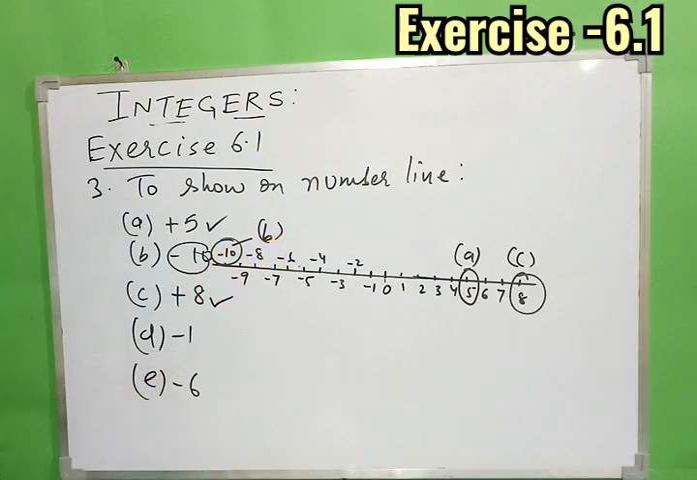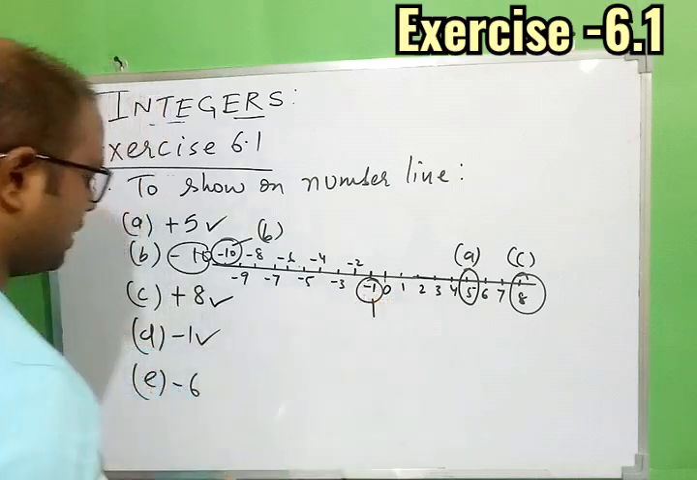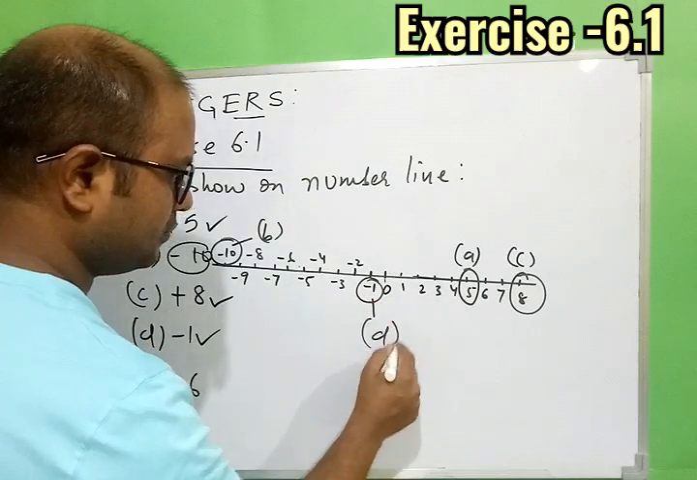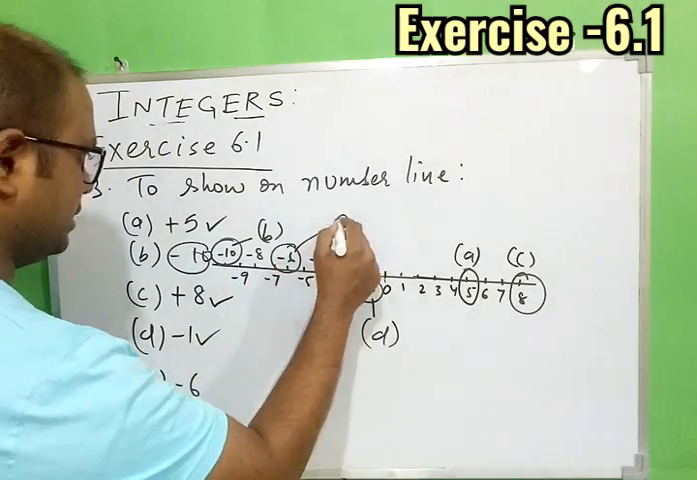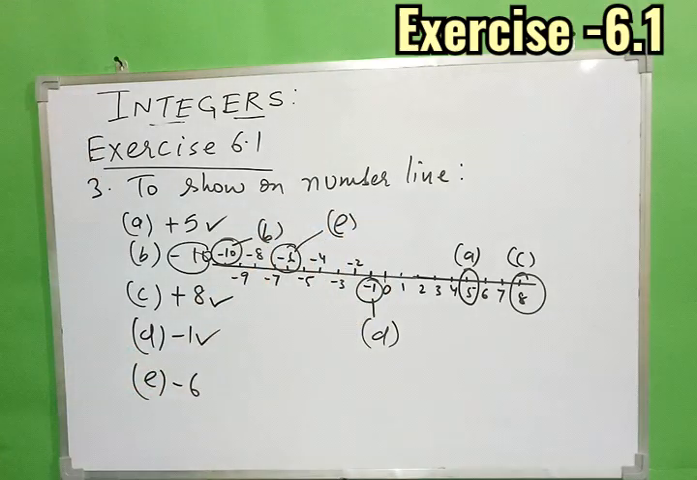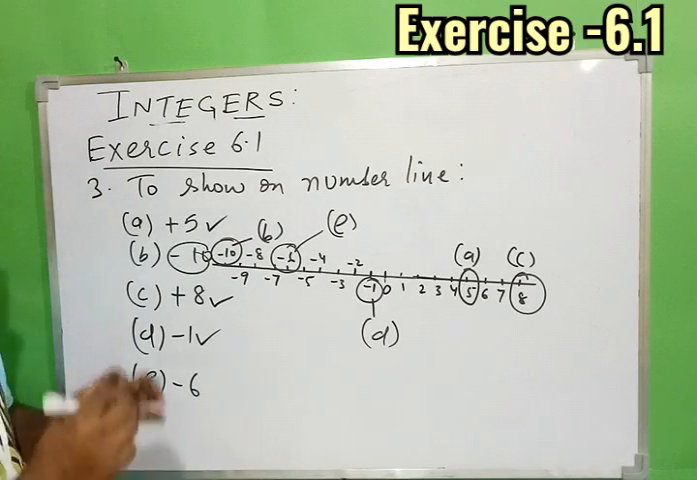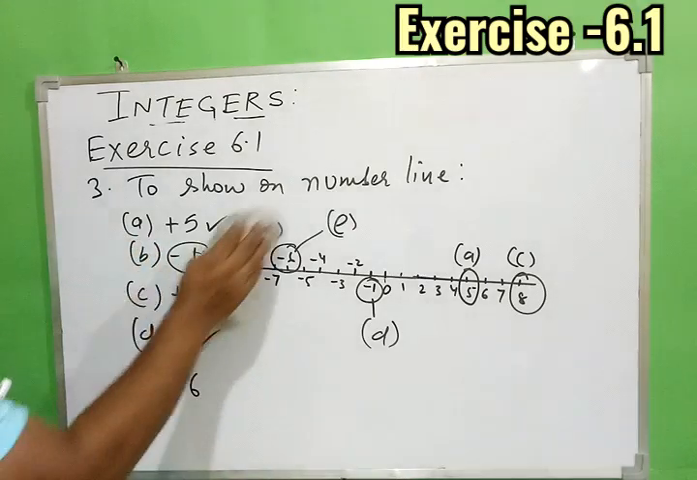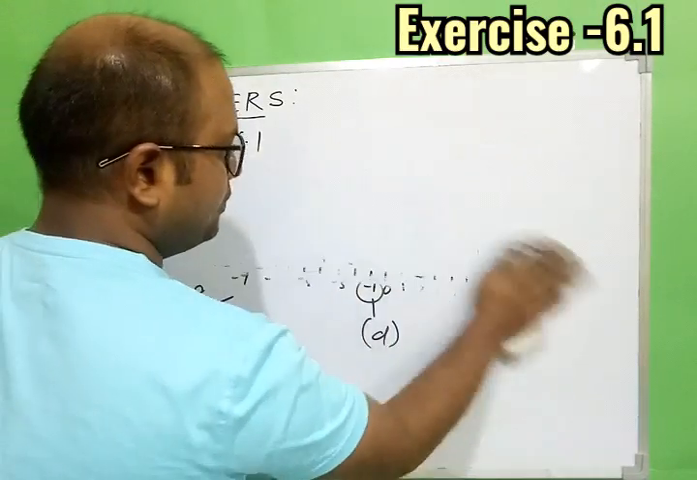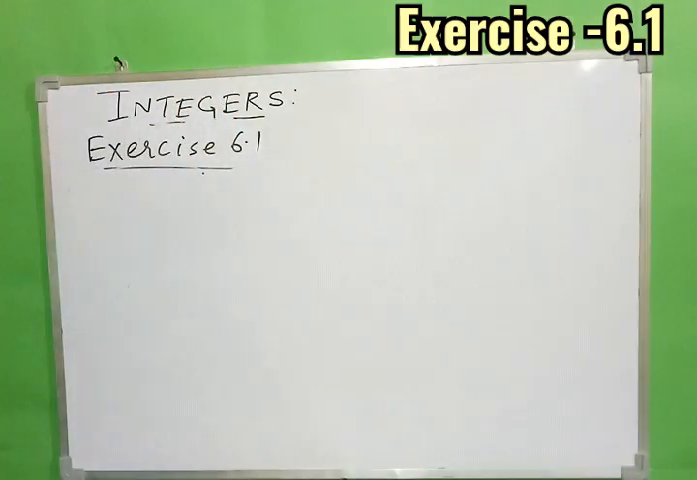This is done. Then we have minus 1. Minus 1 is here. Which part is this? D. And then we have minus 6. You are able to see here itself, that is E. So on the same number line we are able to see the different numbers, positive and negative integers. So I hope you are able to understand the integers, positive and negative, not so difficult. And let's move to the next question we have from the exercise.